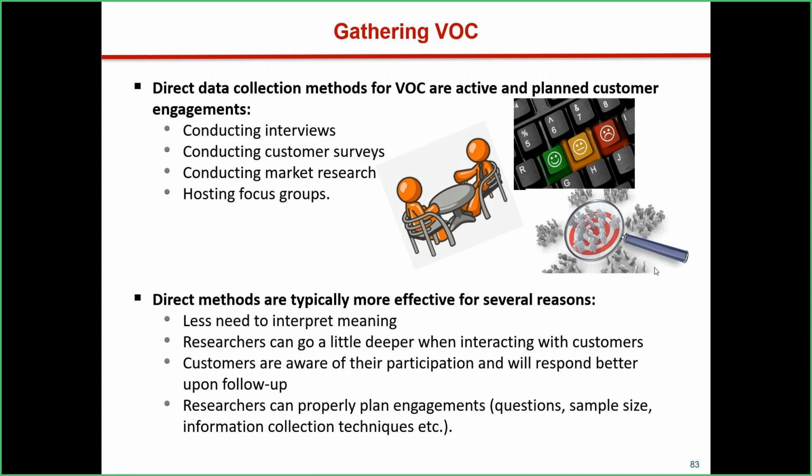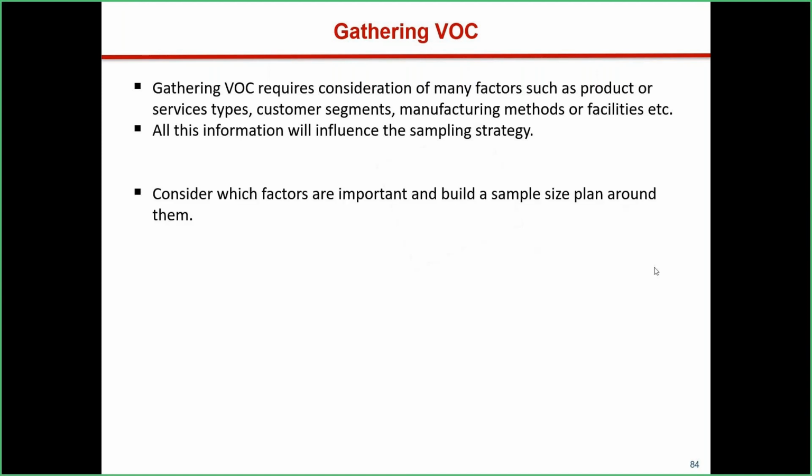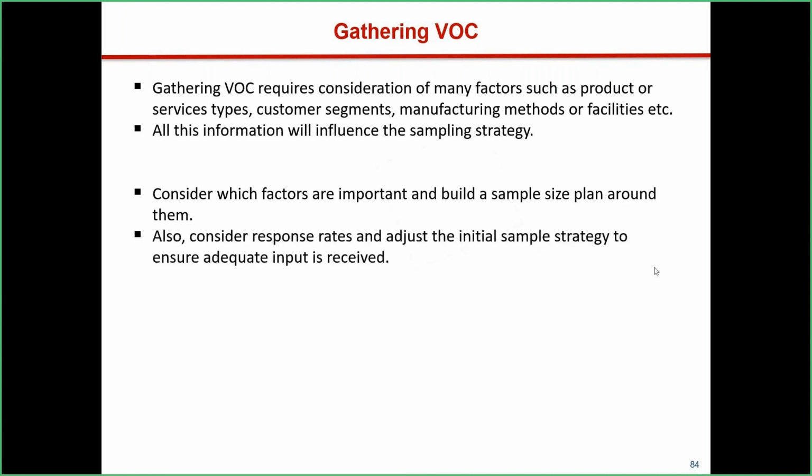But again, there's a small problem. Gathering VOCs requires consideration of many factors such as product or service type, customer segments, manufacturing methods or facilities, etc. All this information influences the sampling strategy. Consider which factors are important and build a sample size around them. Also consider response rates and adjust the initial sampling strategy to ensure adequate input is received.